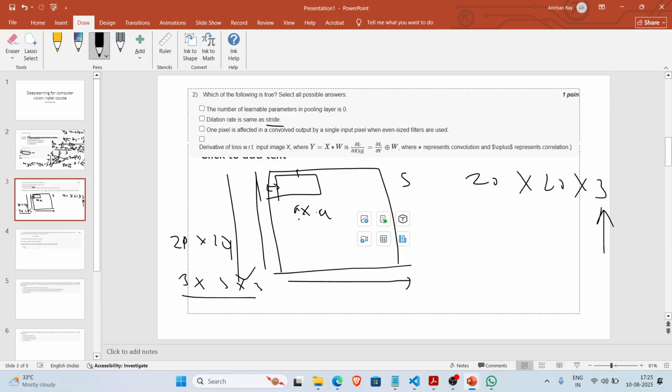Now many times the filter is applied more number of times usually. So suppose you do this. The final result may be 20 cross 20 cross 20. It may not be 20, it may not be equal to this. But this 20 denotes that the filter has been applied 20 times. So you can apply it multiple times.